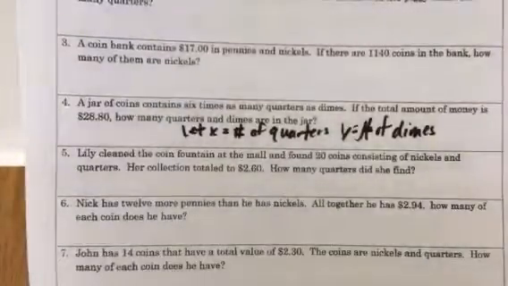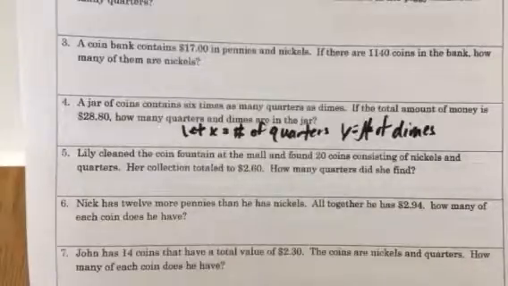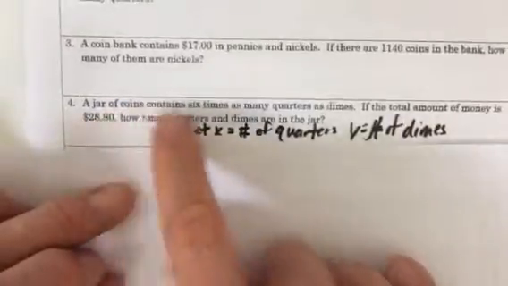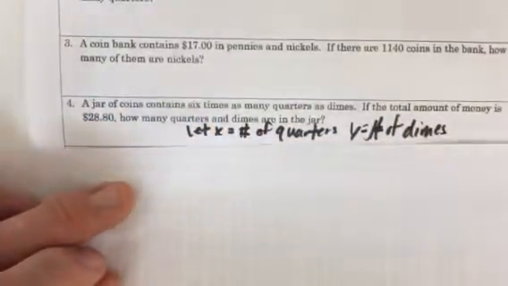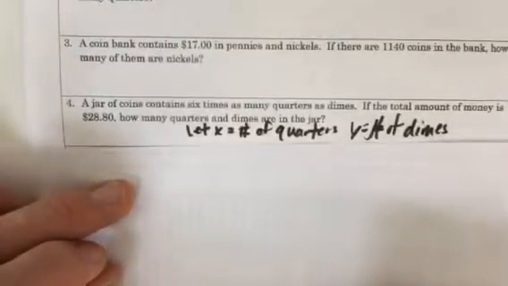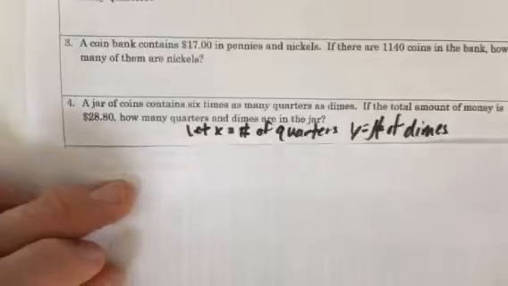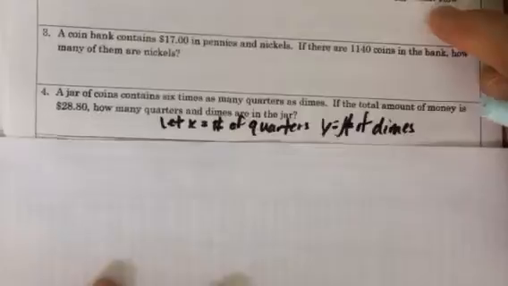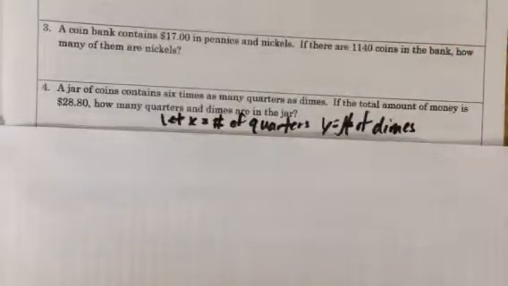Now, the next thing I'm going to do is start writing equations. And I'm going to use exactly what it says. A jar of coins contains 6 times as many quarters as dimes. So I know then 6 times the number of quarters as dimes. Now how am I going to write that as an equation? The quarters, it says, are 6 times the amount of dimes. 6 times as many quarters as there are dimes. So how do I write that?